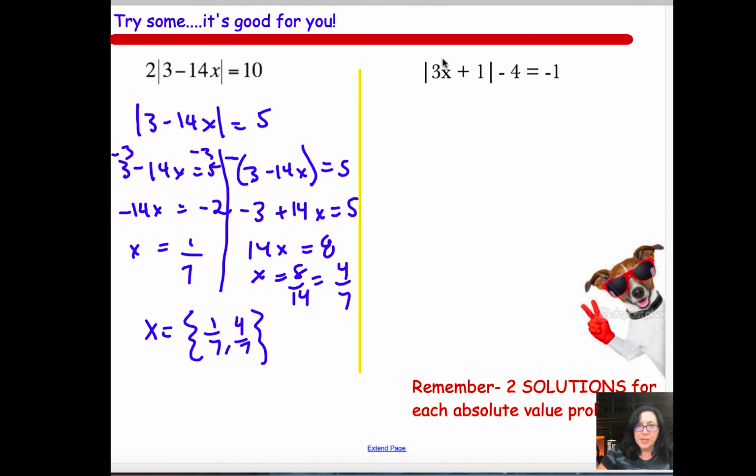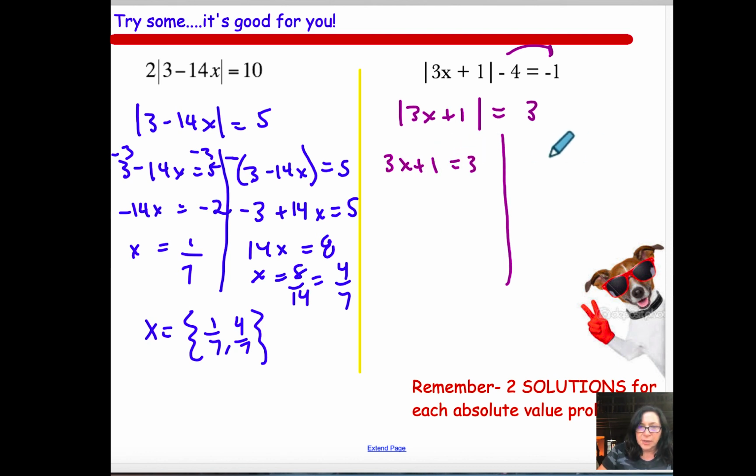For this problem here on the right, I would actually add 4 first. So we have the absolute value of 3x plus 1 is equal to, if I add 4, I get 3. So I'm going to split this up, and I'm going to get 3x plus 1 is equal to 3. And the opposite of 3x plus 1 is equal to 3. Subtract 1, I get 2. So 3x is equal to 2. X equals 2/3. I'm going to distribute the negative sign.